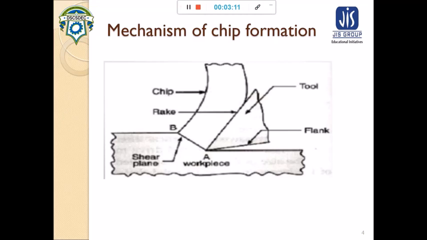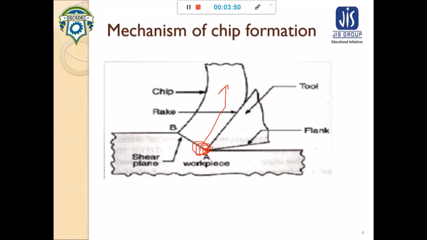In the process, when the tool comes into contact with the workpiece, at the tip a compression is given. Due to this compression, a stress is induced, and due to this stress, shearing occurs. Due to this shearing, material is forced to be removed, and it moves in this direction.